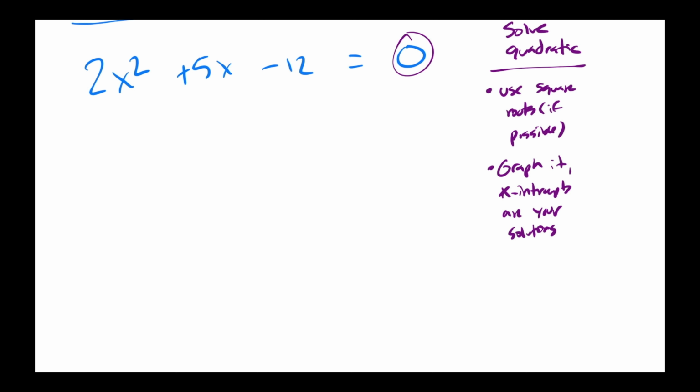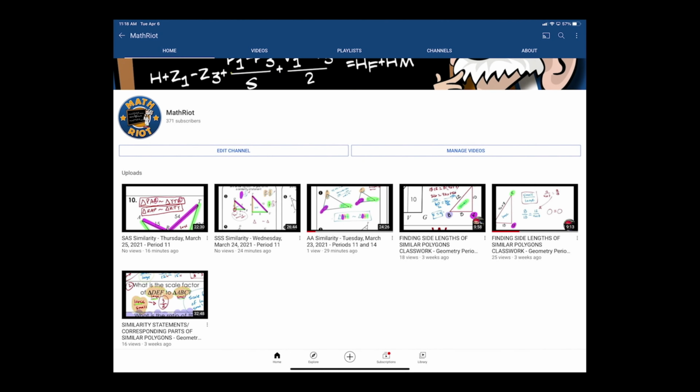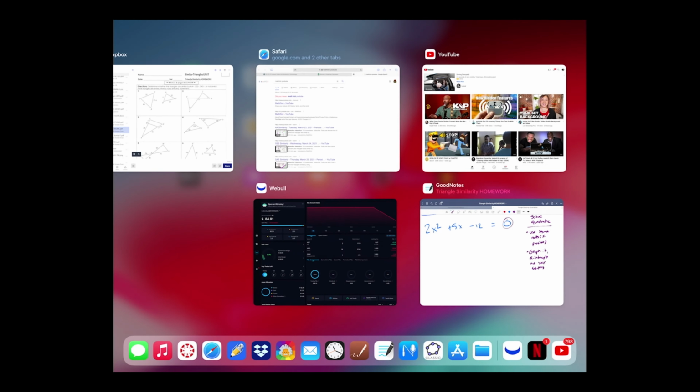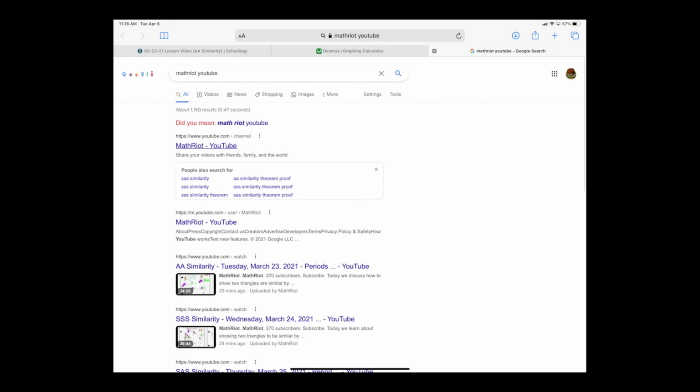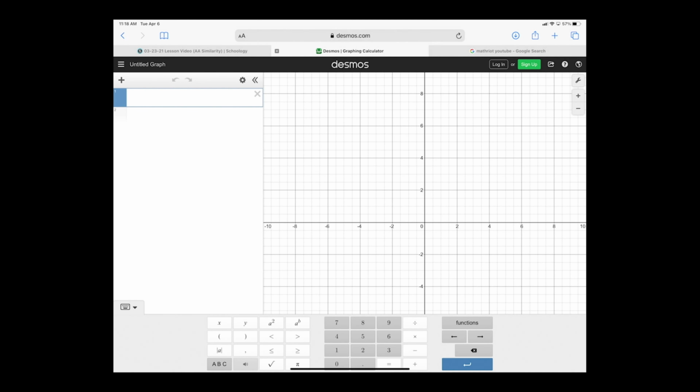Right, so let's do that. Actually, let's do that. So 2x squared plus 5x minus 12. There you go.